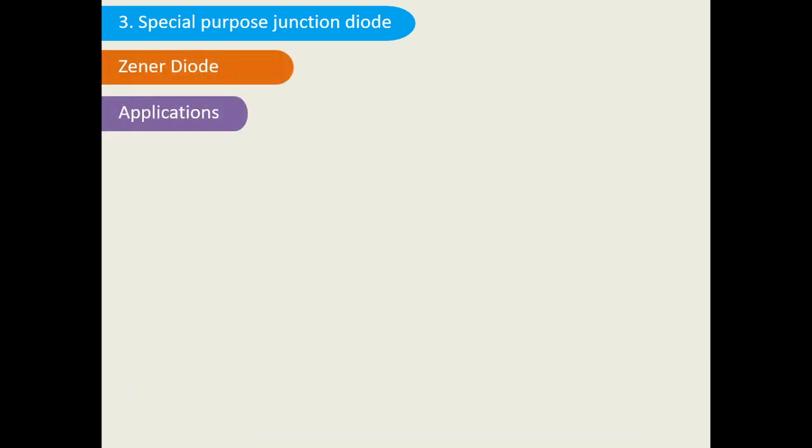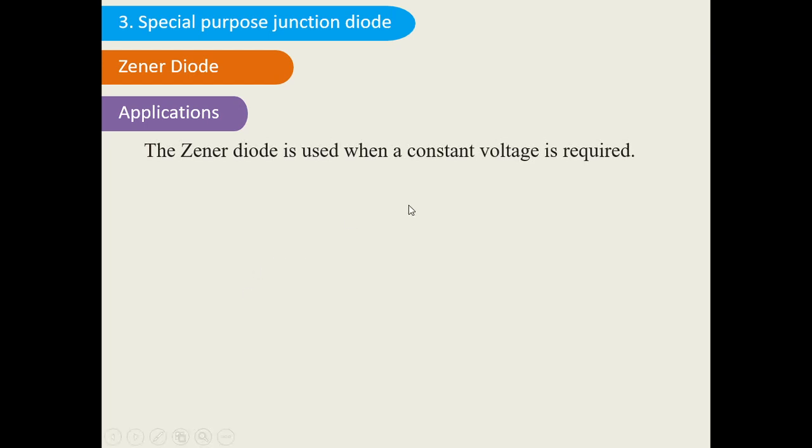So what are the applications of the Zener diode? This completes the Zener diode explanation. Application means where the Zener diode is used. The main purpose of the Zener diode is to get a constant voltage, so it is used when a constant voltage is required. The Zener diode is always connected in parallel, and always in reverse bias condition. You should remember these points.